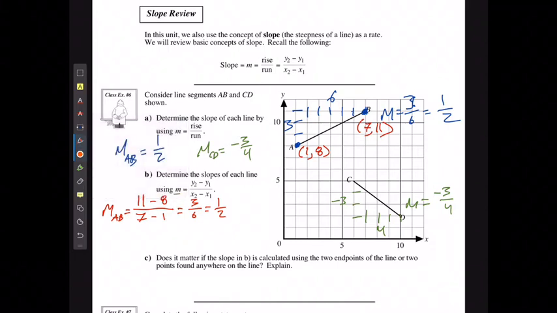For point C, C exists at the point (6, 5), and D is at the point (10, 2). So my slope of CD would be 2 minus 5 over 10 minus 6. This is going to give me negative 3 over 4, which matches the information that we already had.